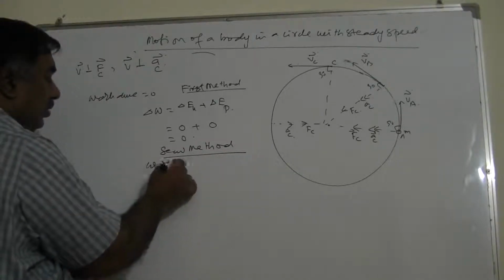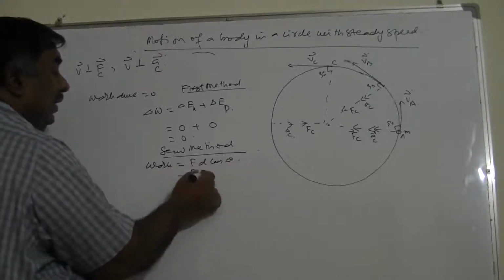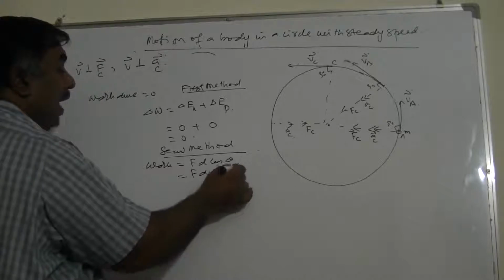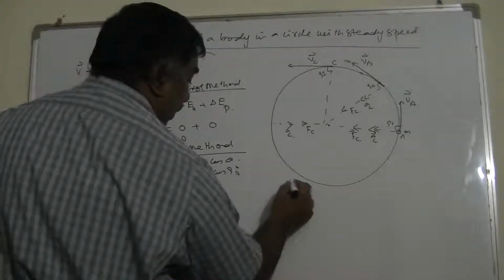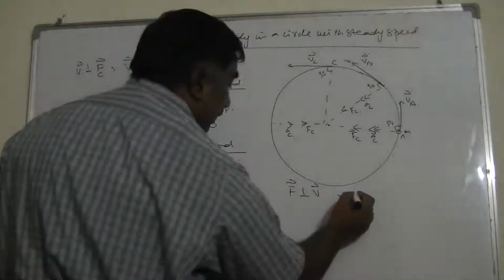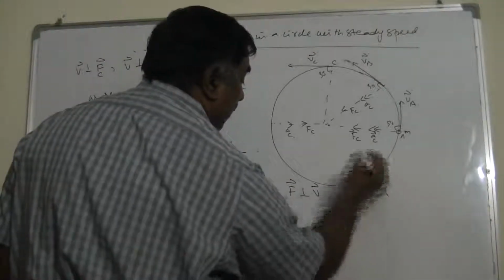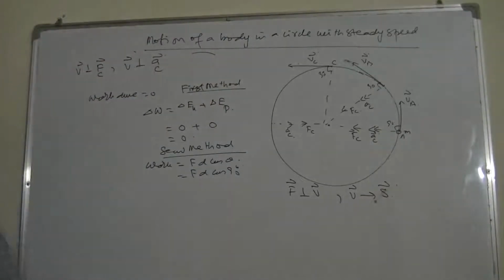Second method: we usually calculate by work done. Work is always equal to F D cos theta. So this is F D cos 90. Why is the angle 90 between force and displacement? Here the angle between force and velocity is 90. Now velocity and displacement are always in the same direction.